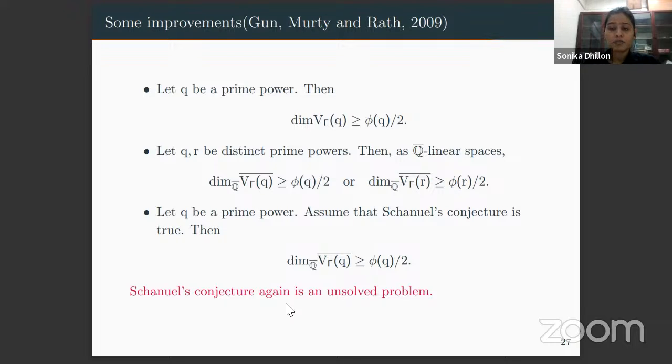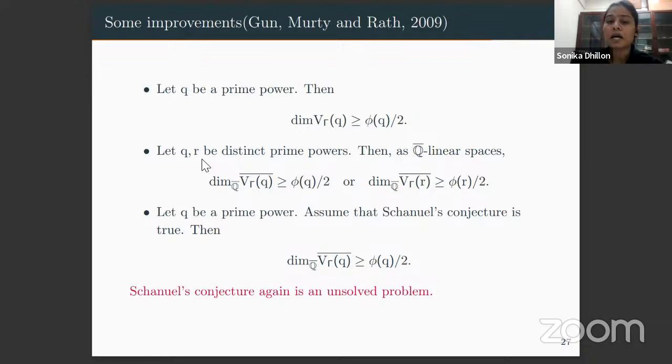And since they have extended that conjecture to the field of algebraic numbers also, over the field of algebraic numbers they have proved that if you take q and r to be two distinct primes, then the dimension of at least one of the subspaces is at least phi(q)/2. Again, here they have taken q and r to be distinct primes, and they have used a norm idea to prove that the dimension of at least one of the subspaces has to be at least phi(q)/2 or phi(r)/2.